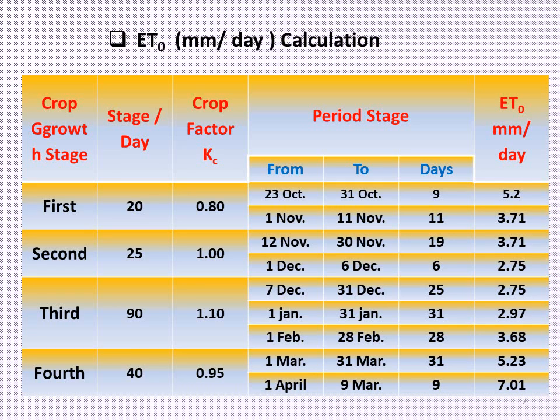Calculation of ETo evapotranspiration. The table indicates that the wheat crop has 4 growth stages. The first stage is 20 days, the second one 25, and so on. The first stage is composed of 2 periods: the first period from 23 October to 31 October, and the second period from 1 November to 11 November.